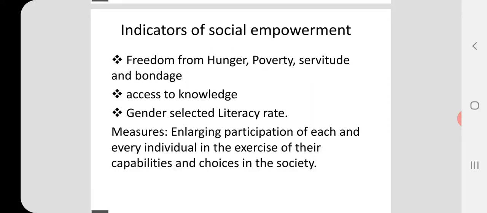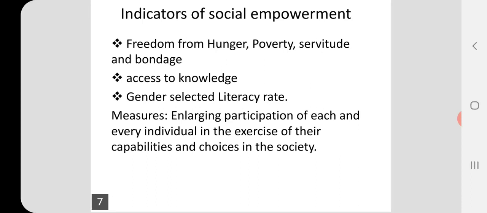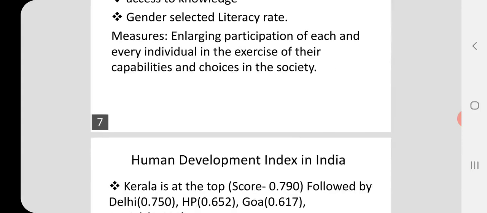Next, measures on how these problems may be overcome. These problems may be overcome by enlarging the participation of each and every individual in the exercise of their capabilities and choices in the society. So to overcome these problems, every individual should participate according to their capabilities and choice in the society.